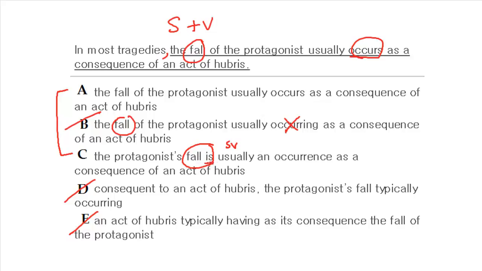Inserting the is and changing the sentence. Fall is occurring. They use a to be verb in here, right? To use the word occurrence, or you could say fall happens, right? Fall occurs. So the correct answer is A. There's nothing wrong with this sentence, but a lot of students actually got tricked up.